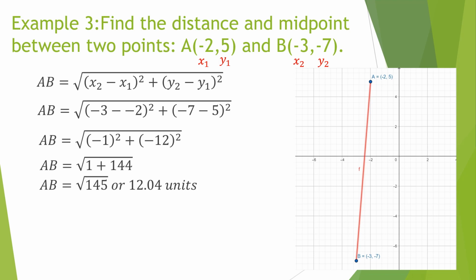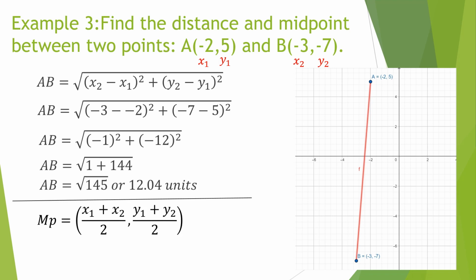Now let's solve the midpoint. What do you mean by midpoint? It is the middle point between A and B. If A is at negative 2, 5 and B is at negative 3, negative 7, what is the midpoint between the two? We have the formula of the midpoint: x sub 1 plus x sub 2 all over 2, and y sub 1 plus y sub 2 all over 2. We have already assigned x sub 1, y sub 1, x sub 2, and y sub 2, so we will just substitute in the formula.